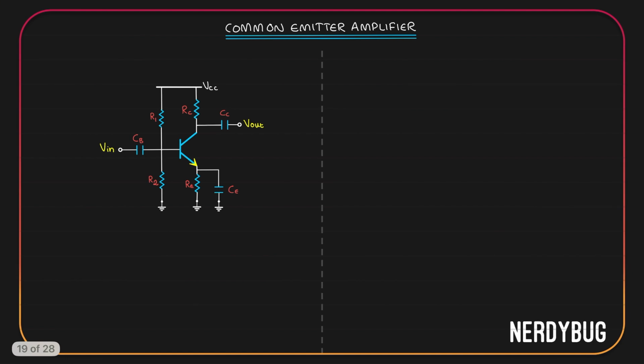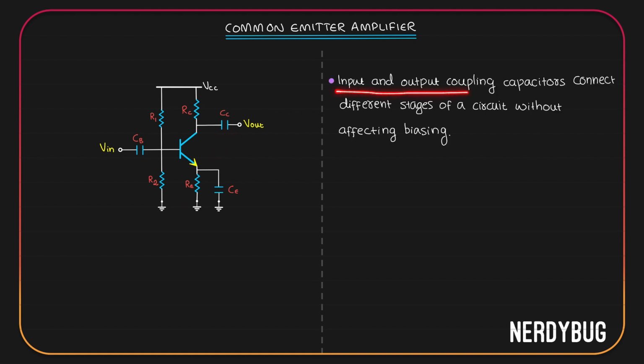Now, there are two more places where we can add capacitors. One is at the base, I will call it CB. One is at the collector, I will call it CC. We call them the coupling capacitors. CB is at the input, so we can call it the input coupling capacitor. CC is at the output, we can call it the output coupling capacitor. The input and output coupling capacitors connect different stages of a circuit without affecting the biasing. Let me show you how.